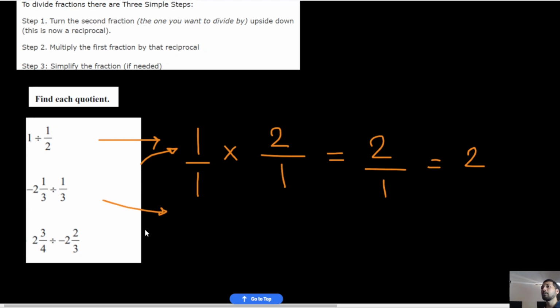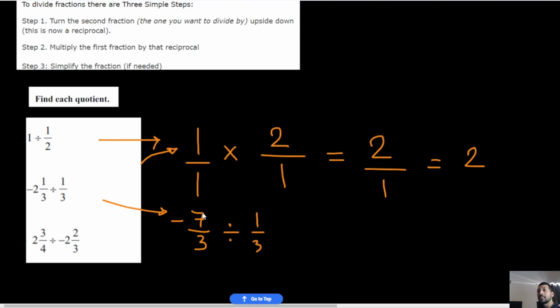For the second problem, we have negative 2 whole 1/3 divided by 1/3. Now again, we see that we have a mixed fraction. So the strategy is we convert this mixed fraction into an improper fraction. So now we have a negative sign here. 2 times 3, that is 6. 6 plus 1, that is 7. Negative 7 over 3 divided by 1/3.